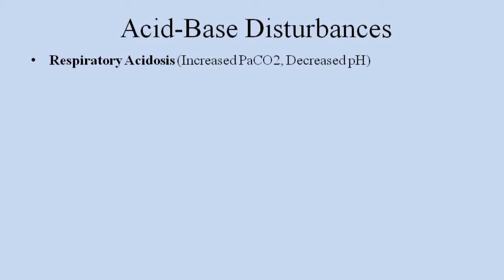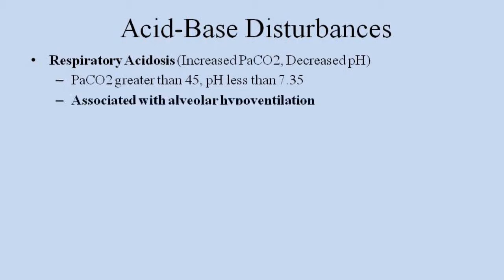We will be looking at how blood gases affect respiratory metabolic status and how to interpret those blood gases. So with respiratory acidosis, the CO2 is greater than 45, the pH is less than 7.35. So I have a high CO2 and a low pH. Both of those are indicators of acidosis. This is associated with alveolar hypoventilation.